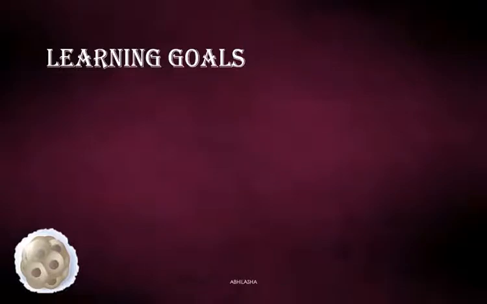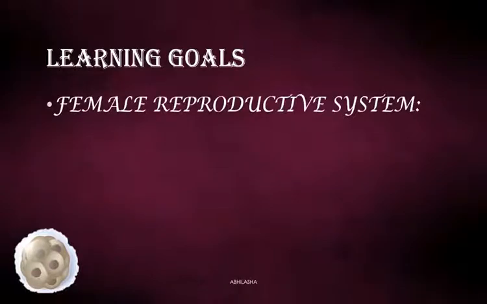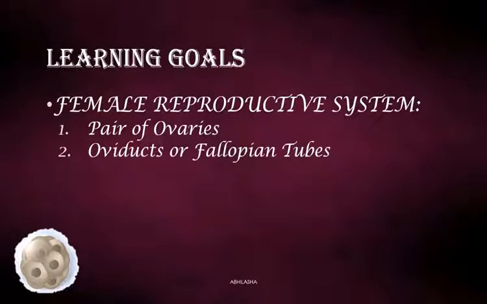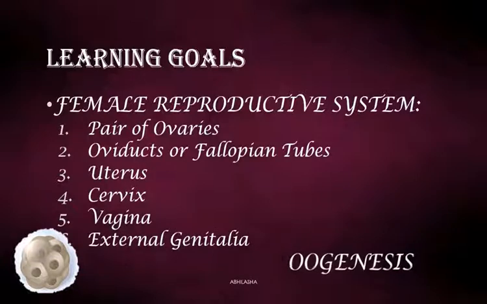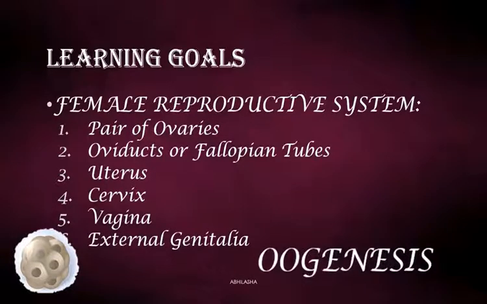Our goal for this session is a detailed study of the organs that form the female reproductive system along with mammary glands. Except for mammary glands, all other organs are present in the pelvic region. We'll also try to cover the oogenesis or the formation of ovum.